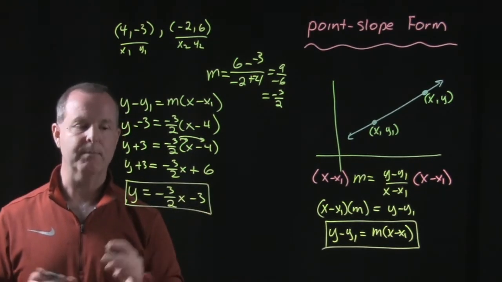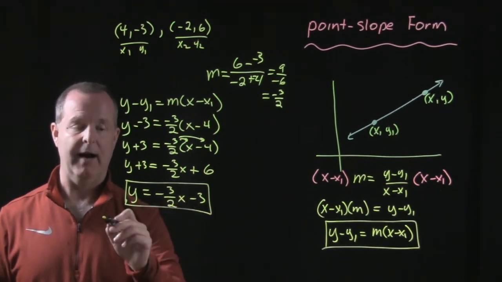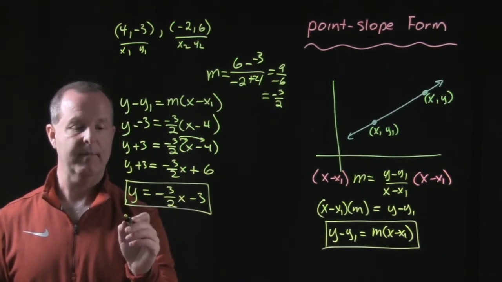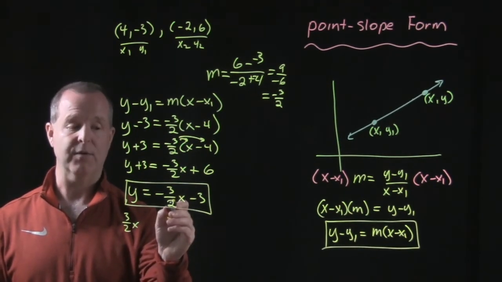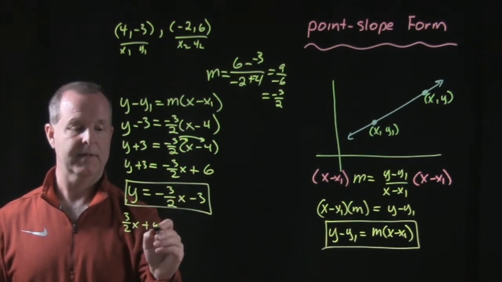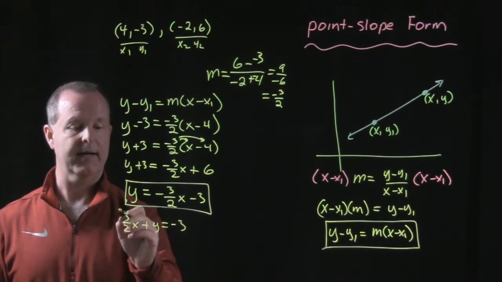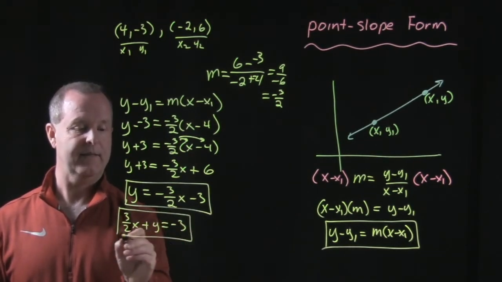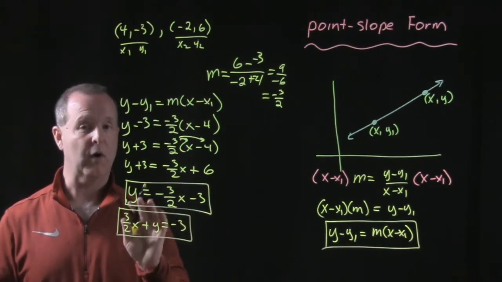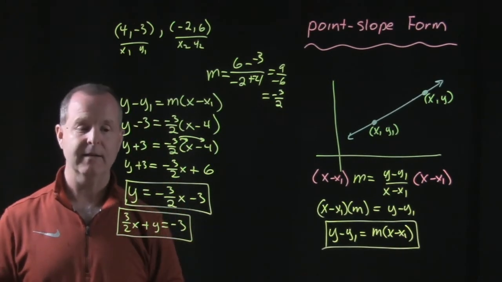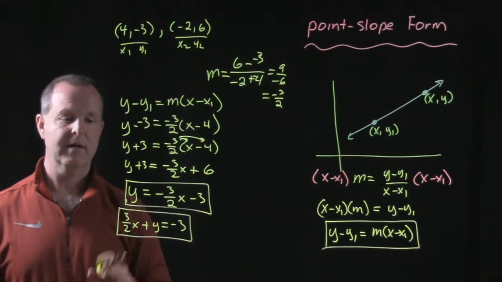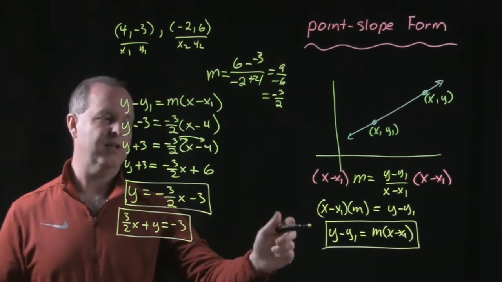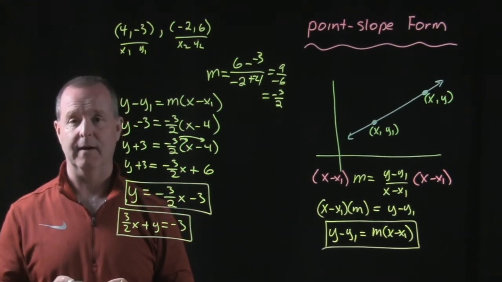And if you want, we can put it in standard form as well, having our x's and y's together. So that would be a positive 3 halves x, adding 3 halves x to both sides, plus y equals negative 3. And that's in the standard form. Both are the right equations of this line. One's just written in slope-intercept form, one's just written in standard form. But to find both of those, I had to go through point slope form to get there.